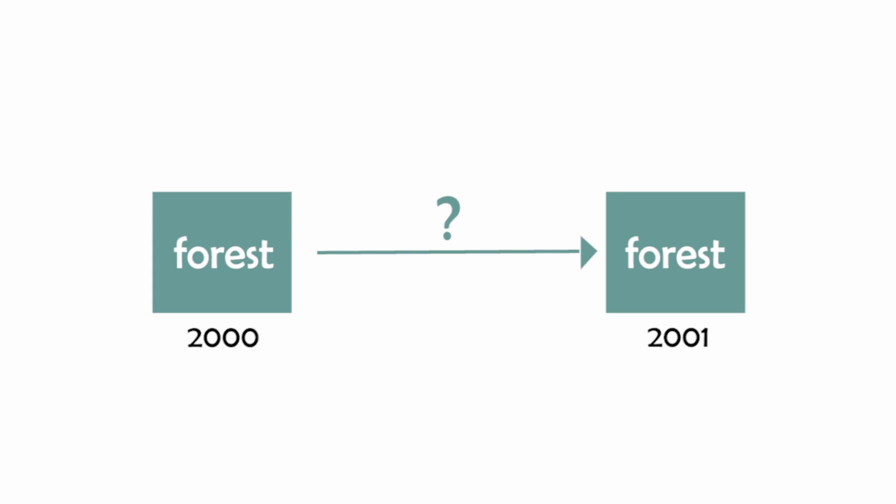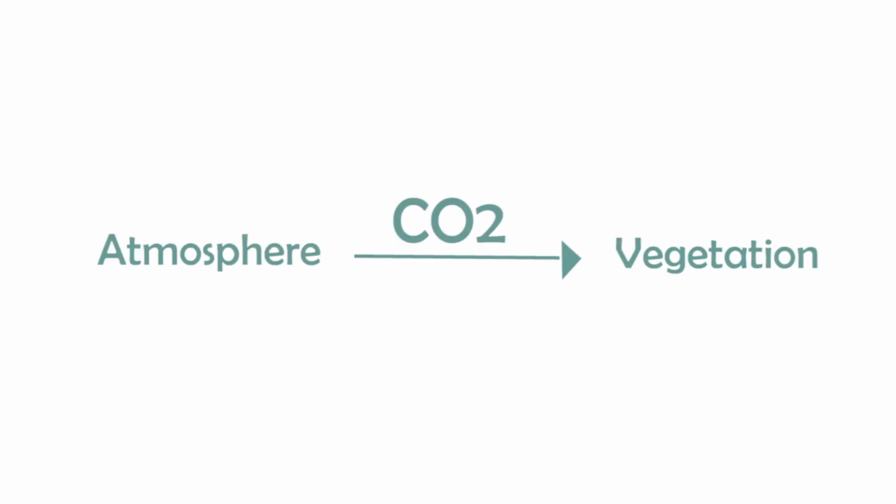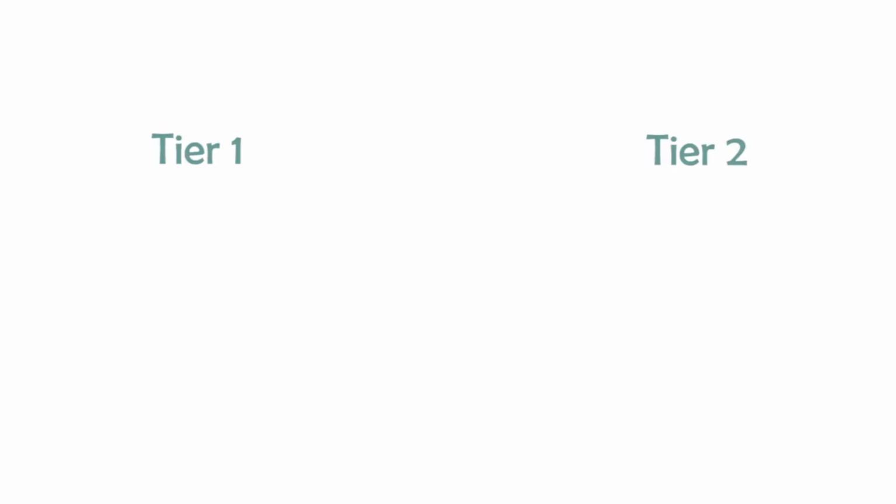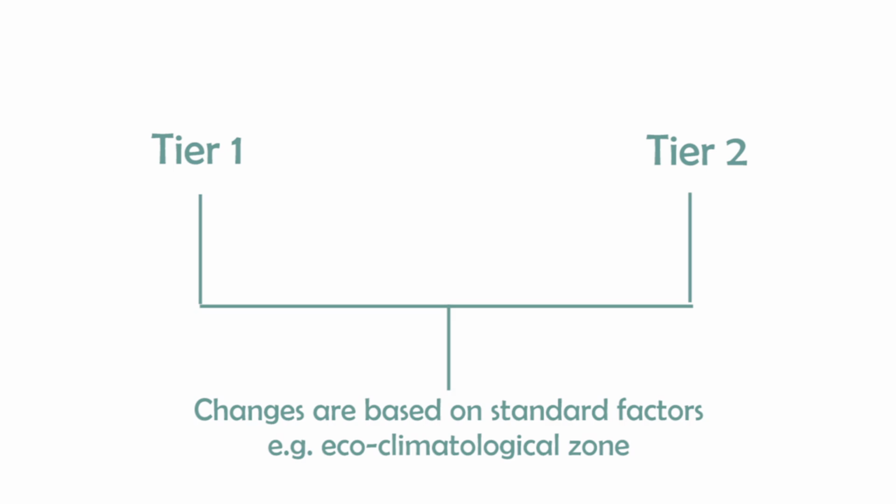So now we know how much of the above-ground biomass of the forest on the pixel has grown that year. We now know the amount of carbon dioxide that has been taken out of the atmosphere pool and moved to the vegetation pool. But the IPCC has defined 5 different pools in which carbon is stored. When using Tier 1 or Tier 2 emission factors, the changes to the IPCC pools are based on the standard factors, for example, eco-climatological zone.